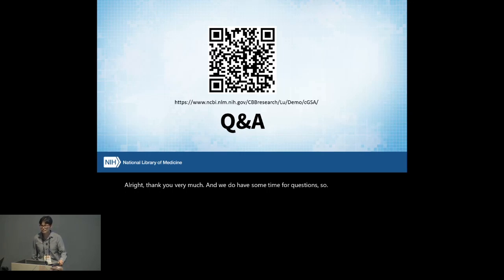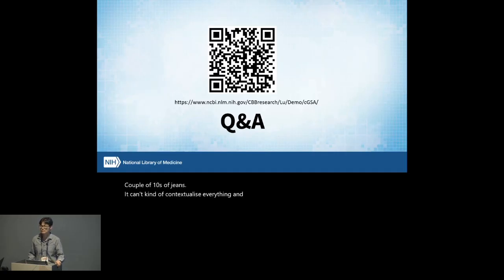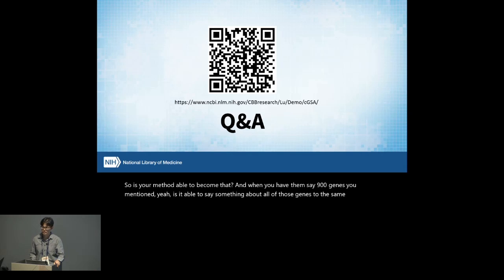Thanks, great talk. So I've tried the previous method that you mentioned, and the main problem I found was that as soon as your gene list is beyond a couple of tens of genes, it can't contextualize everything, and it comes up with a summary for just a few of the genes. So is your method able to overcome that? When you have, let's say, 900 genes, is it able to say something about all of those genes to the same extent that, say, g:Profiler would?